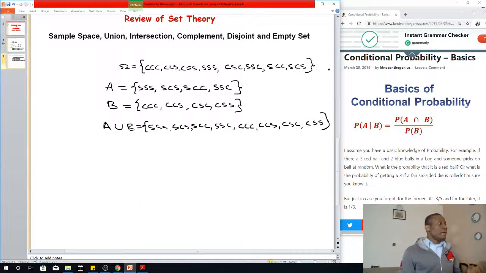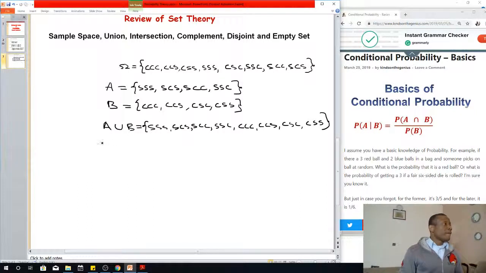A has SSS, SCS, SCC, and SSC. What this means is that we have 1, 2, 3, 4, 4 events in each. So the union of the two is the combination of all these events, making up 8 different events.